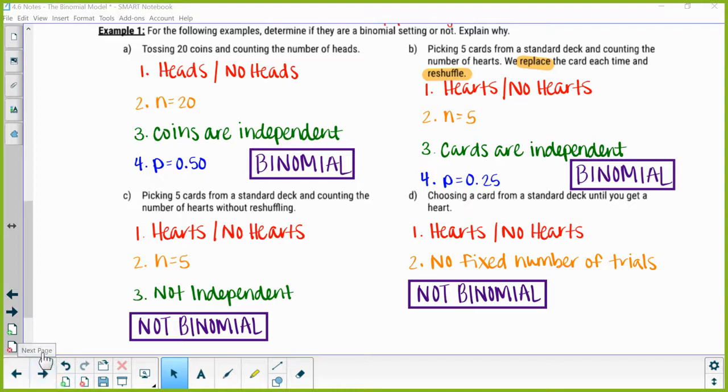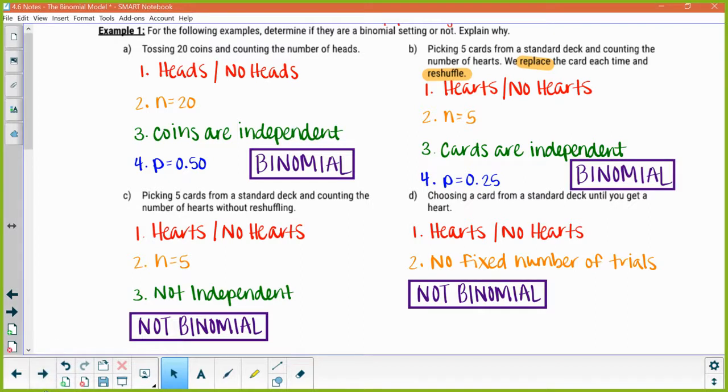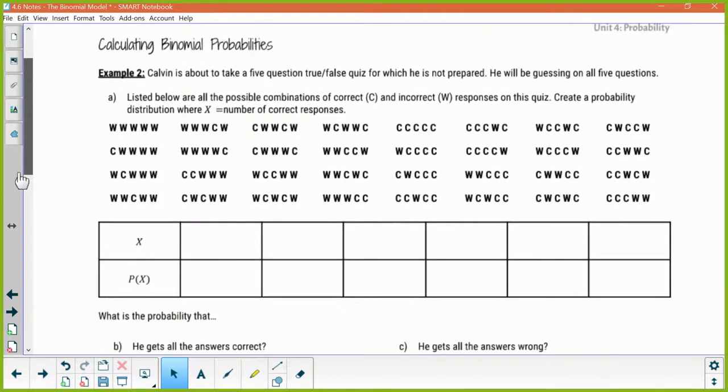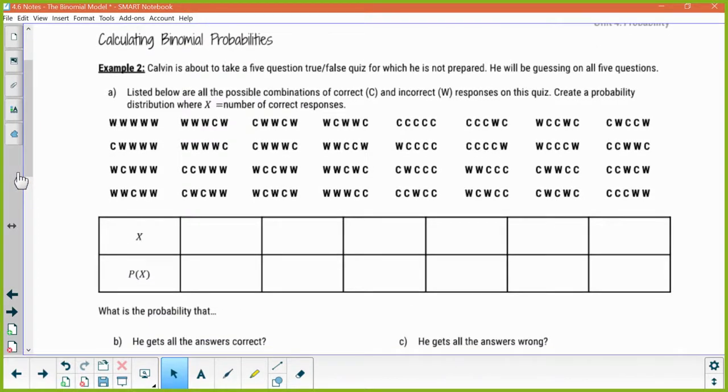So let's go ahead and look at example 2 on the next page. I have Calvin. He's about to take a quiz, 5 questions, true, false, and he's not prepared. So he's going to guess on all 5 questions. Listed below are all the possible combinations of correct and incorrect responses on this quiz. Create a probability distribution where X is the number of correct responses.